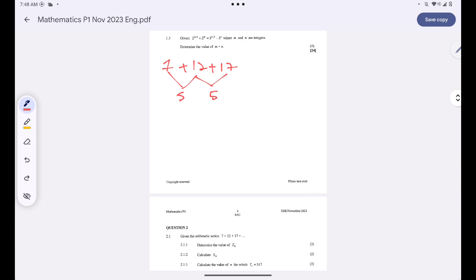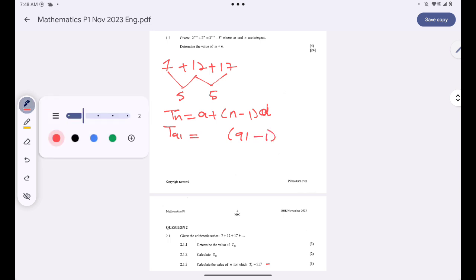Okay, so now they want me to determine the value of the 91st term. I know that tn is equal to a plus n minus 1 d. Are we together? They want me to find the 91st term, right? So whenever I see n, I'll just substitute with 91. And my first term is equal to 7. My difference is equal to 5. So I'll just punch my calculator to find the 91st term.